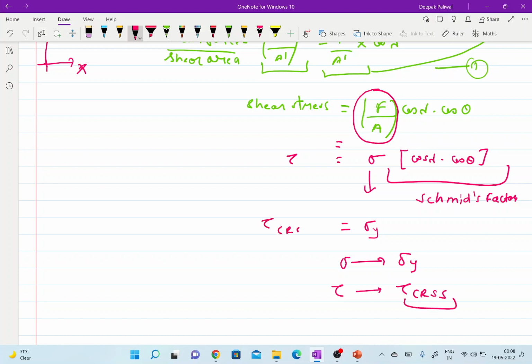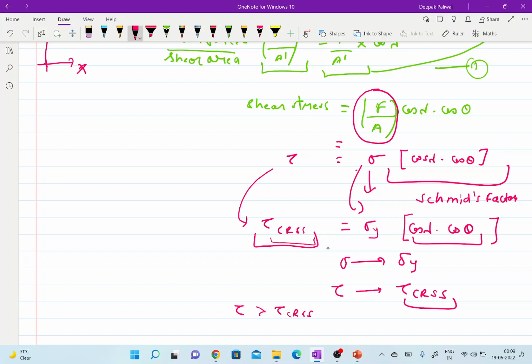Tau becomes its critical resolved shear stress value, and this is again cos lambda and cos theta, which is our Schmidt's factor. So when this sigma becomes sigma y, the tau becomes the critical resolved shear stress. For a particular slip plane, a particular value of critical resolved shear stress is required. When our shear stress is greater than the CRSS, that is critical resolved shear stress, only then the plastic deformation on that particular plane is going to start.